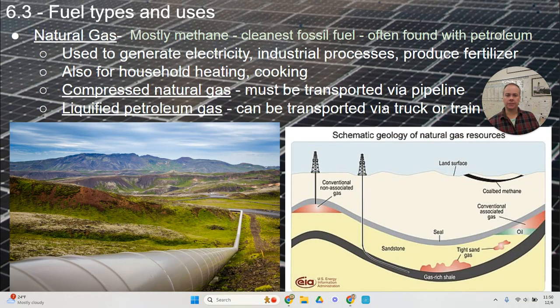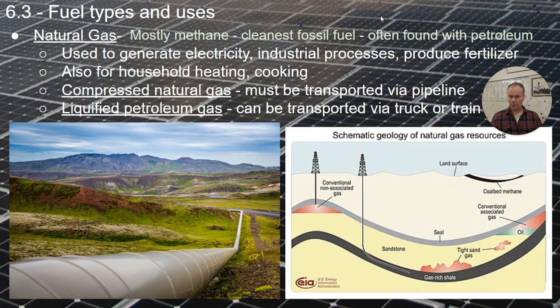Natural gas is another type of fuel that's used widely. Natural gas is another one of the fossil fuels, and mostly what natural gas is composed of is methane. This is the cleanest of the fossil fuels when it's combusted. And natural gas is typically found in the same areas where you would find petroleum or petroleum products.